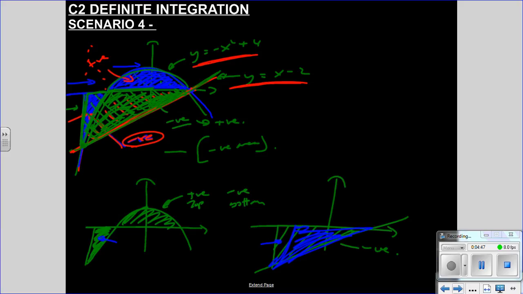So at the moment, if I took the area as it was, I'd get the positive and I'd get a bit of negative. And if I took this one, at the moment this is a negative area, but I'm going to be subtracting bottom from top.